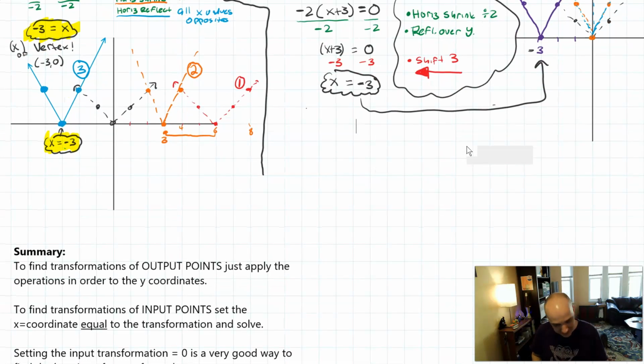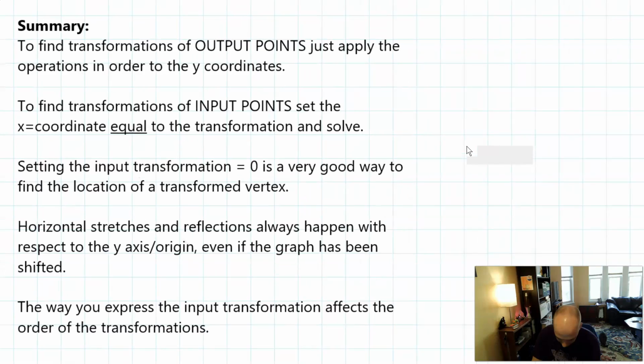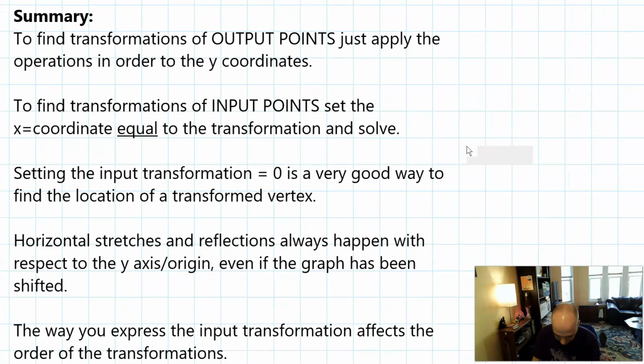Okay, this has been kind of a long video. I'm going to close it out with a summary. So, to find transformations of output points, y values, you just plug it in. You apply the operations that you see in order to the y coordinates. That was like the very first example. We didn't do a lot of y coordinates in this video.